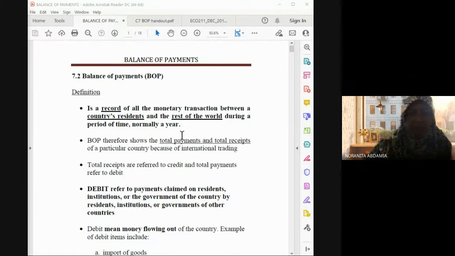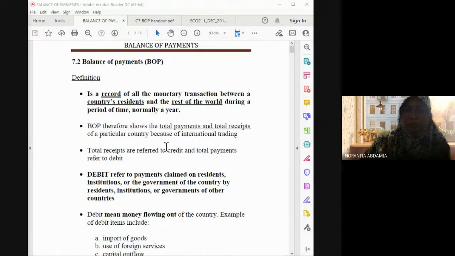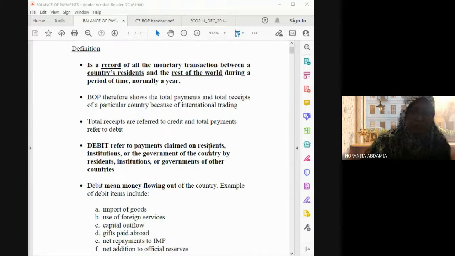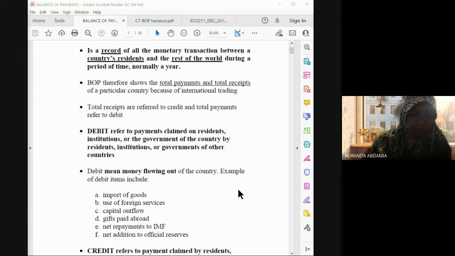Of course, this is a record of the monetary transactions between the country's residents and the rest of the world during a period, normally a year. So normally kita record ni berapa lama? For 1 year only. Okay, and once we record these types of transactions, like accounting principles, there is a debit, there is a credit, kan? Same goes here, definitely. Of course, the debit, according to the accounting principle, and this applies in the BOP, refers to the money flowing out.